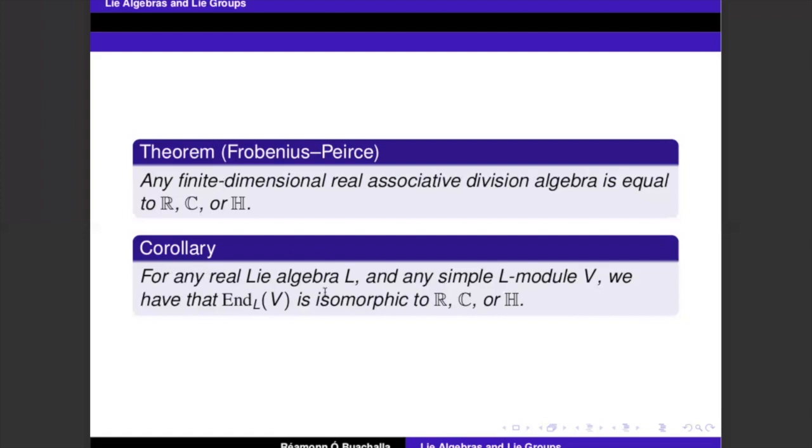But what we can do now is apply this result to the study of Lie algebra automorphisms. So if we have a real Lie algebra, a Lie algebra defined over the real numbers, and a simple L module, then we know that the L module endomorphisms of this is going to be a division algebra over R. That means we've only got 3 possibilities. So it has to actually be isomorphic to the real numbers, the complex numbers, or the quaternions. Which is quite nice.